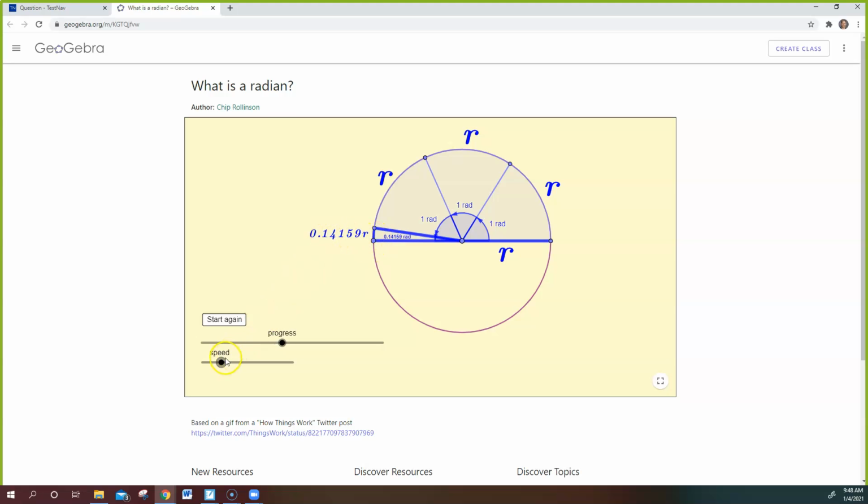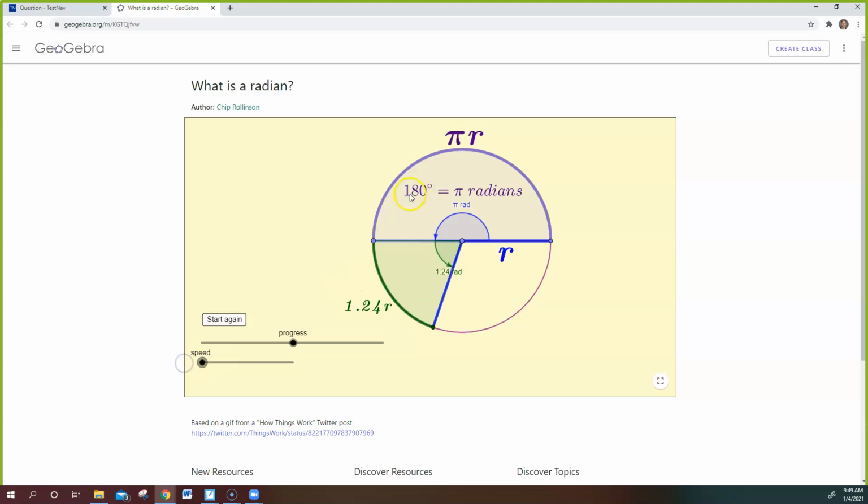Now that extra little bit right here, 0.14159. Wait a minute. How many total radians is that? It's 3.14159. Isn't that a very special number? It is. It's the same as pi. You guys know what pi is. Pi is that irrational number that goes 3.14159, and it keeps on going forever and forever. This is a visualization of pi, right, in reference to radians.